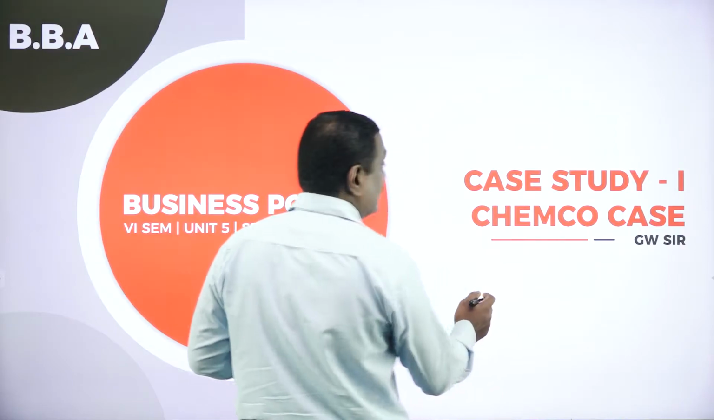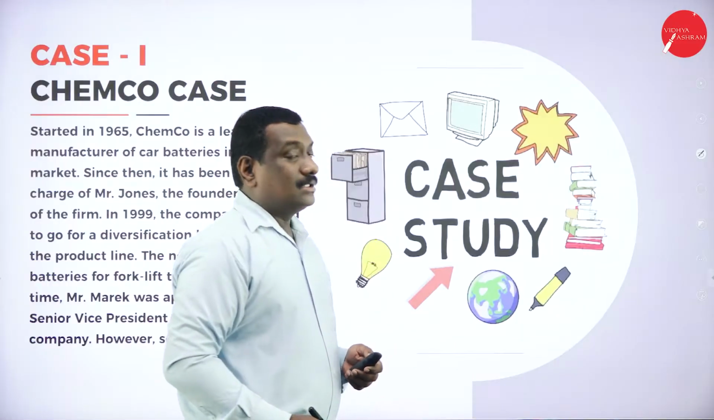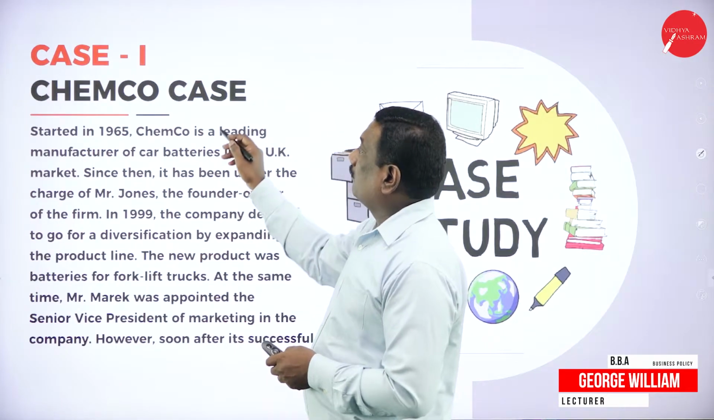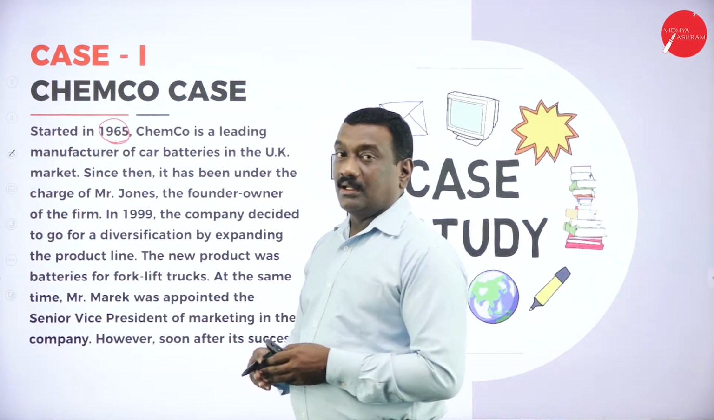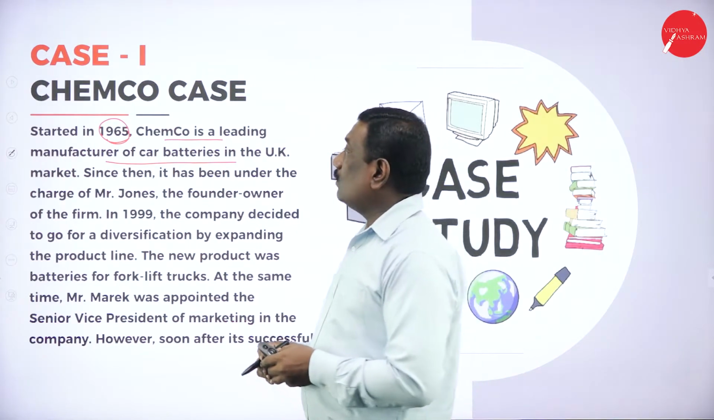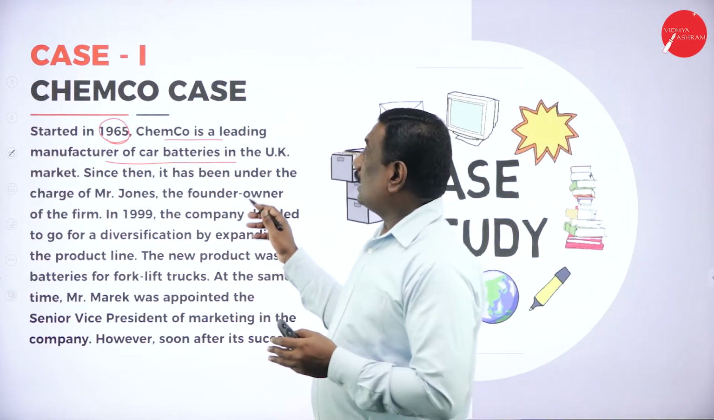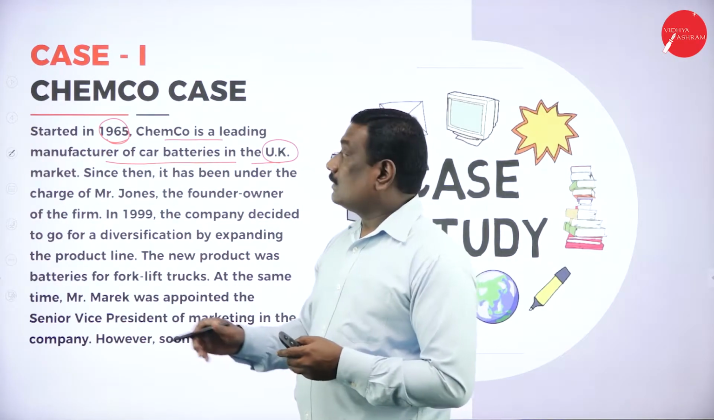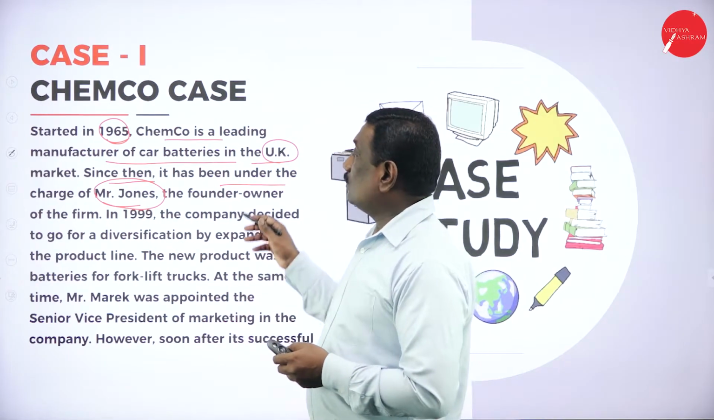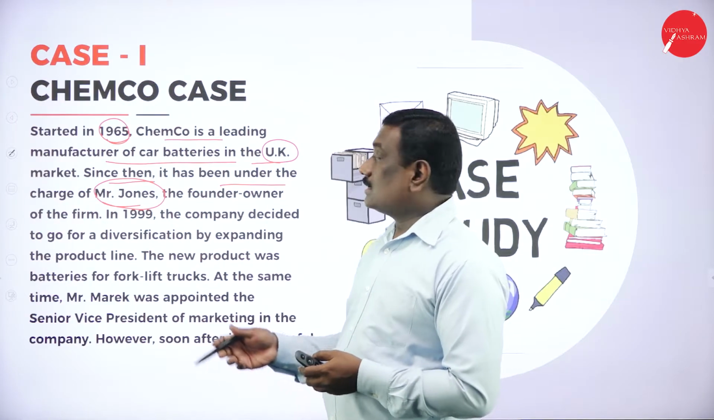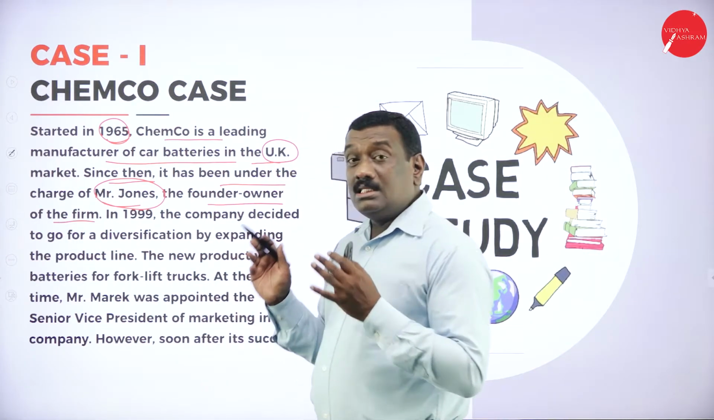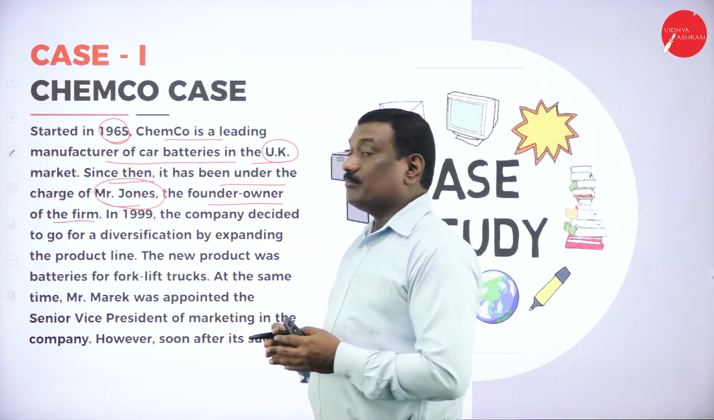In the case study, the first case is related to the Chemco case. We call it the Chemco case. Here we can see the introduction part of this case study. It started in the year 1965, and Chemco is the leading manufacturer of car batteries in the United Kingdom market. Since 1965, it has been under the charge of Mr. Jones. He is in charge of this manufacturer of car batteries, the Chemco company, and the founder and owner of the firm is also in charge.